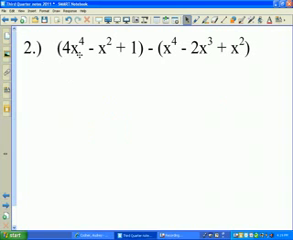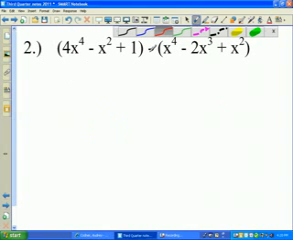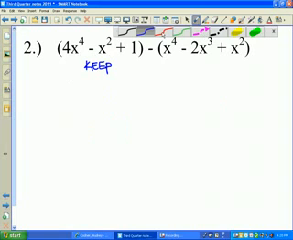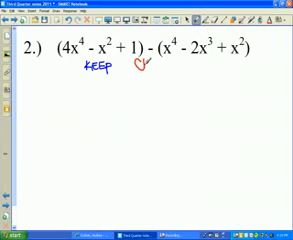So for example 2, we have 4x to the fourth minus x squared plus 1 minus x to the fourth minus 2x cubed plus x squared. Can you see I've been saying this all day? So here we go again. We're doing subtraction. So since we're doing subtraction, I want to keep this first parenthesis, meaning I'm going to leave it alone. But now I want to change my minus sign to a plus sign.